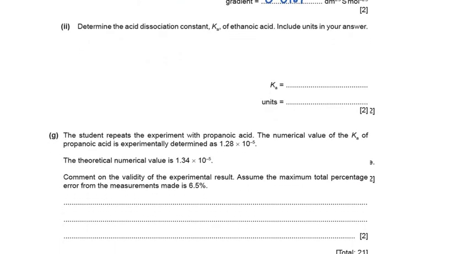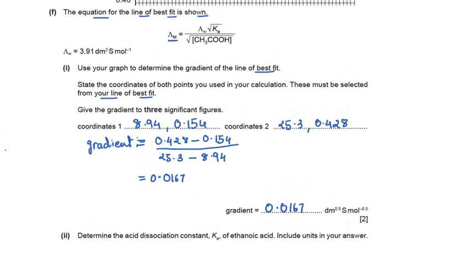The next part of the same question says determine the acid dissociation constant Ka of ethanoic acid, include units in your answer. Now how to find the Ka? Let's go here and look at the equation. Now if we rearrange this equation, we have the molar conductivity multiplied by the root of the concentration of ethanoic acid, that's how we are going to write it, divided by the standard molarity.